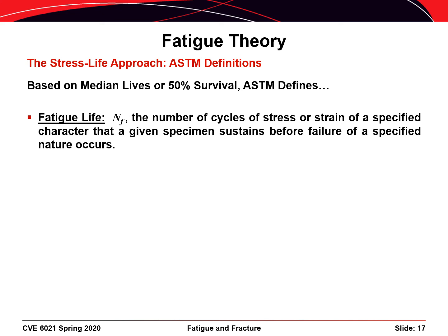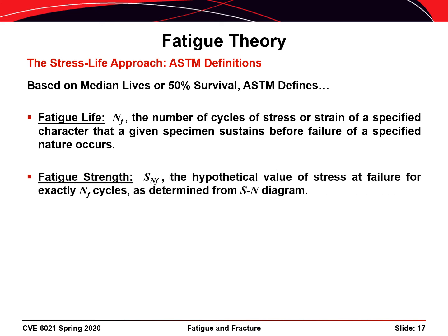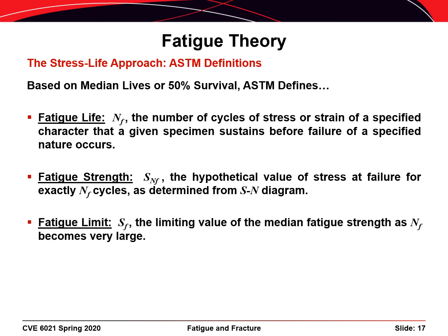Based on a 50% chance of survival, ASTM offers the following definitions. The fatigue life is defined as the number of cycles that a given specimen sustains before failure of a specified nature occurs, typically a fracture. The fatigue strength is defined as the stress range that corresponds to a failure for a given number of cycles, determined using an SN curve. And the fatigue limit is defined as the limiting value of the median fatigue strength as corresponding to an infinite life, which is sometimes referred to as the threshold stress range.